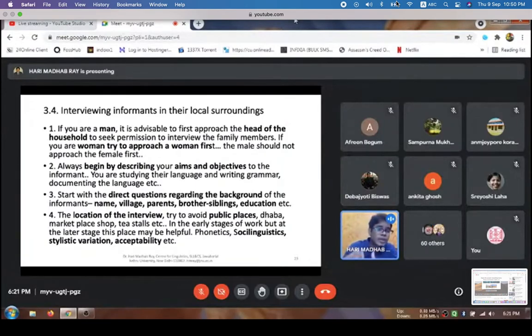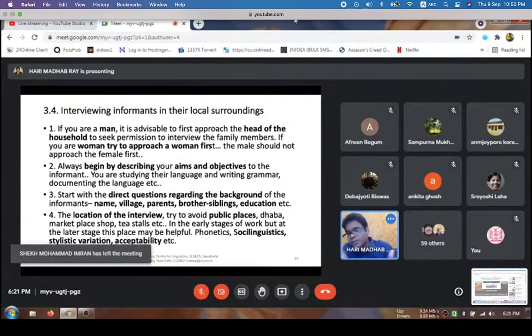But let's say those crowded places are also good because there are many people who are asking questions, observing people. So for sociolinguistic research, stylistic variation, even for acceptability judgment tasks, it is also good, especially in public places. So that's what I'm saying. If you say that this place is good and this place is bad, it's not like that. You see, it depends on which area of linguistics or language you are working on. So the location of the interview also does matter.